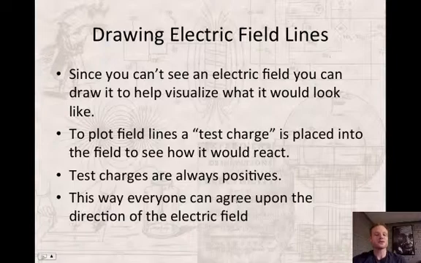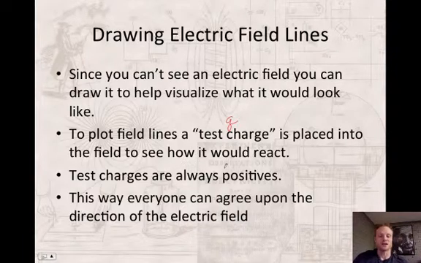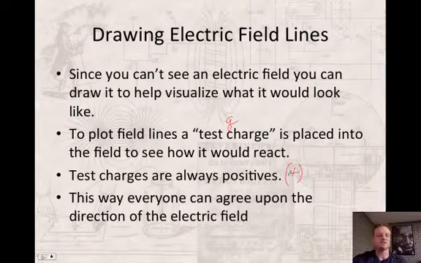So to plot field lines, these lines that represent the strength of the electric field, if you will, a test charge is placed into the field to see how it would react. And if you remember in the previous video, I said the test charges were going to be little q, okay? And I'm telling you now, test charges are always going to be positive, no matter what. So anytime you put a test charge in an electric field, it's always going to be positive. And the reason why we do that is because then everyone can agree upon the direction of the electric field.